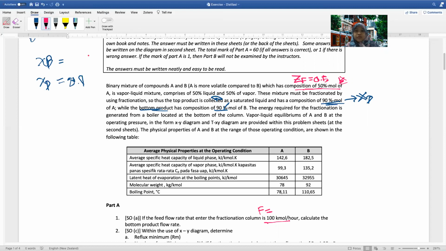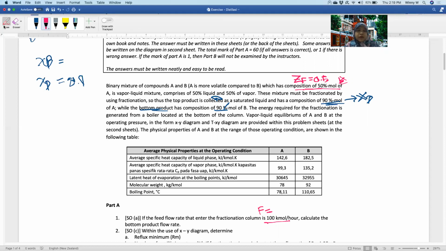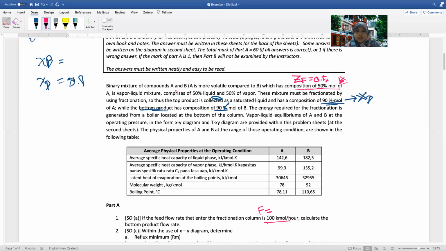How about the phase? Yes, also the phase of the feed. There's a 50% liquid and 50% vapor. So what is the Q? Q is the fraction of liquid, so it would be about 0.5.